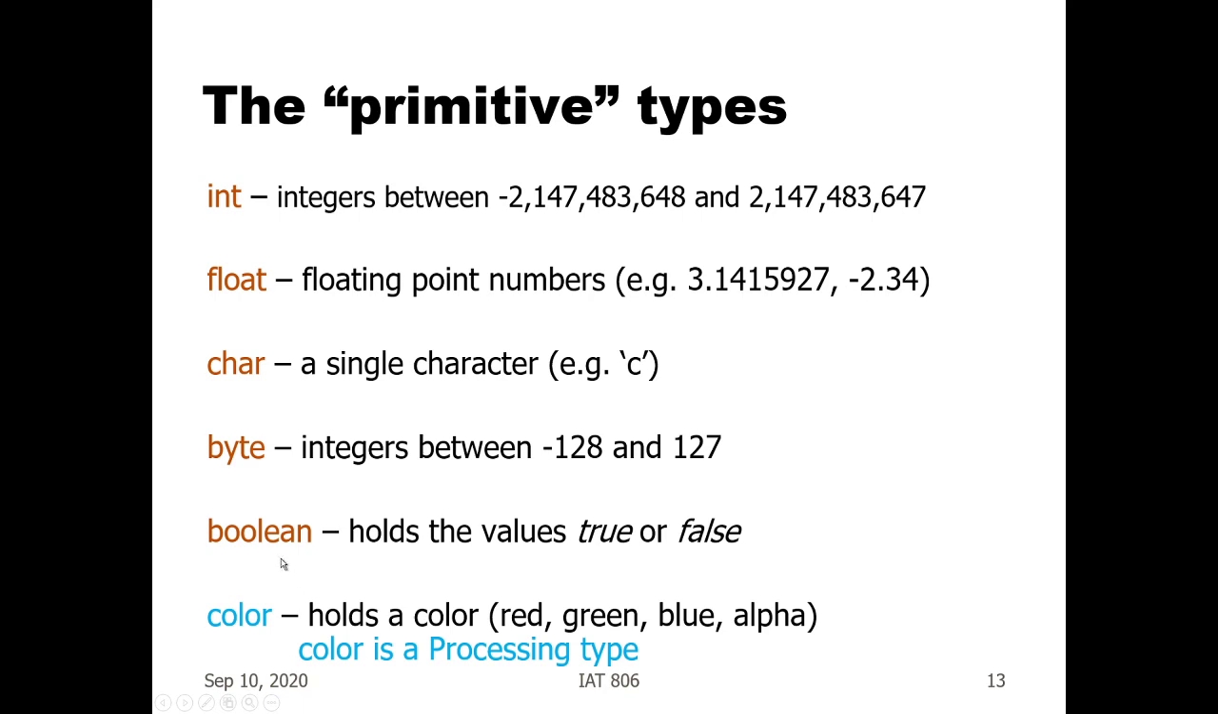Processing has another type built into the processing system, but it's not actually part of Java, which is color. It is actually behind the scenes a 4-byte value or an unsigned integer value. It's a convenience type for compactly representing color within the processing system. And it has this name color that you can use as a type.